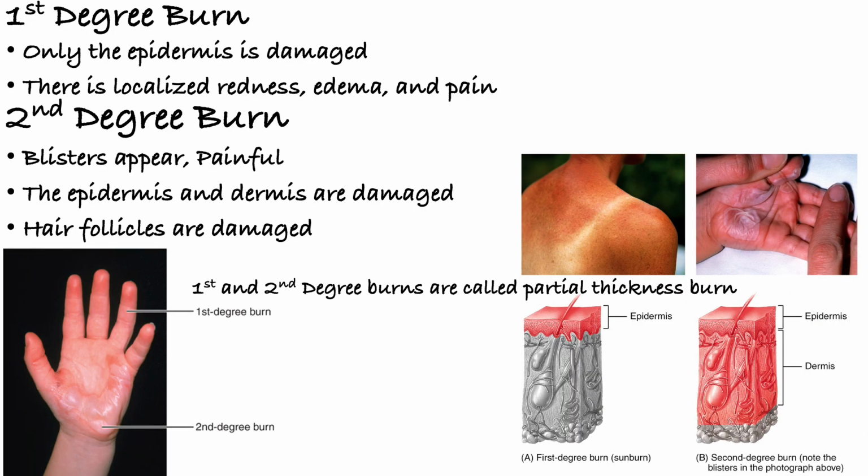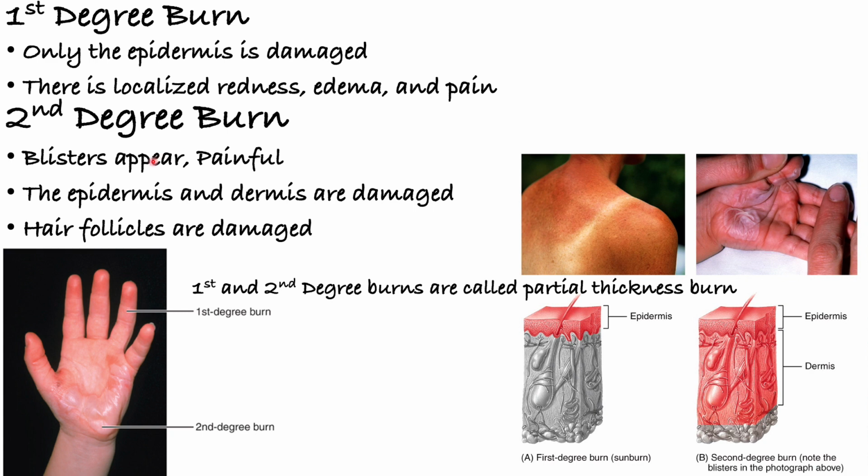So for first degree burn, only the epidermis is damaged. So as you can see, the epidermis is a superficial layer. So there's going to be localized redness. There's going to be some sort of edema and pain. Sometimes you see some edema, not as severe as in second degree burn though. And we can see that in having a sunburn, or touching like a hot iron or hair tool. So that's where you're going to see the first degree burn.